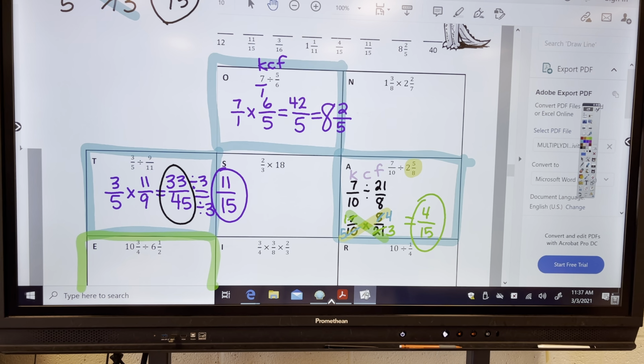Y'all, your first step, you've got to change your mixed number to an improper fraction before you can go any further. No. 4 times 10 is 40, plus 3 is 43 on the top. Keep your denominator.